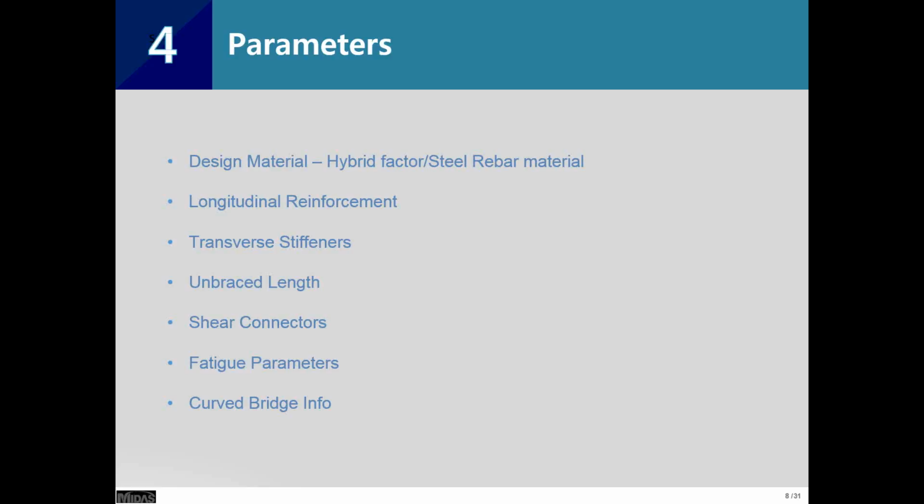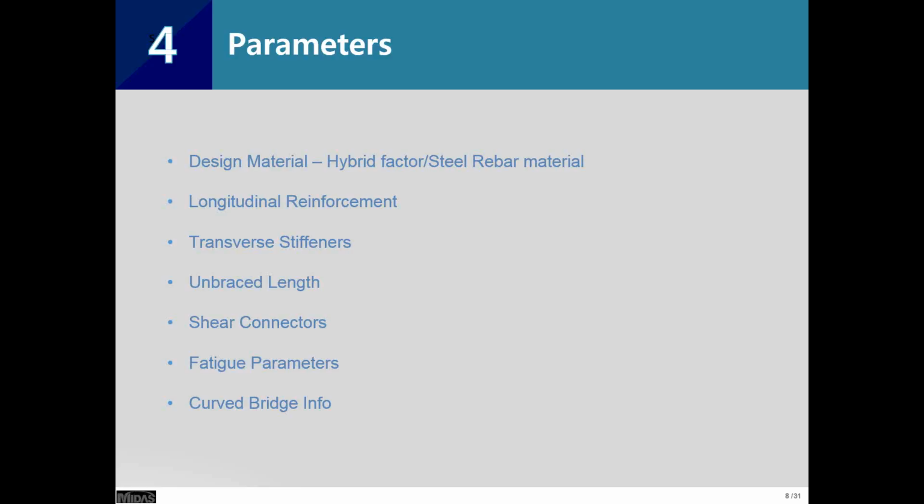And also in the design material dialog box, you can tell the program what types of rebar material property you are going to use. Are you going to use grade 60 or grade 40, and so on. And also you can define the longitudinal reinforcement in order to consider the tensional stress when the sections are under negative moment. And shear stiffeners and unbraced length, and shear connectors, and fatigue parameters, and curved bridge information. So if you define those 7 parameters, you can accomplish the design check.